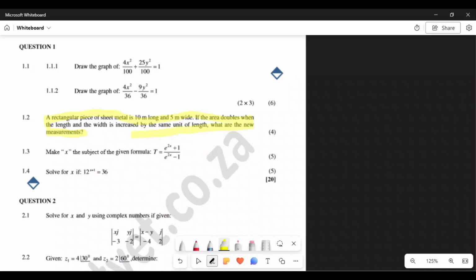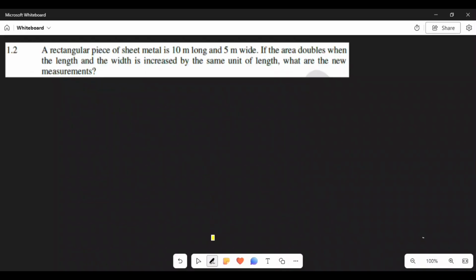We're going to read the statement here that you see here. So this is question 1.2. Again, I'm just going to copy this question and paste it somewhere else so that we can focus on it. Right, so this is the question that we have here. What is it that they want us to do here? Let's read this question very quickly. They say a rectangular piece of sheet metal is 10 meters long and 5 meters wide.